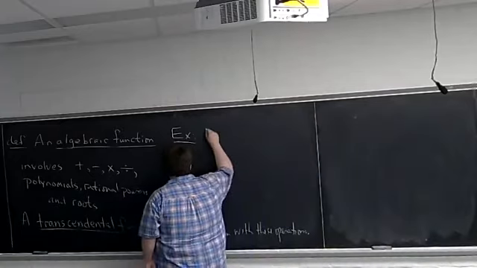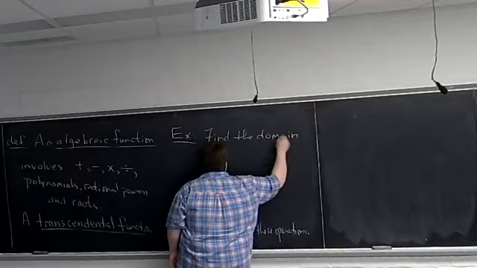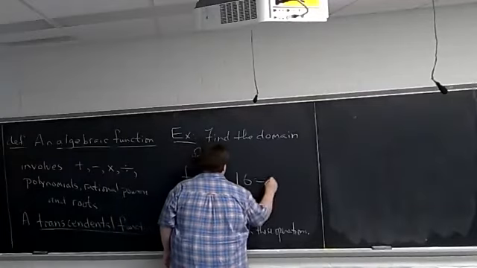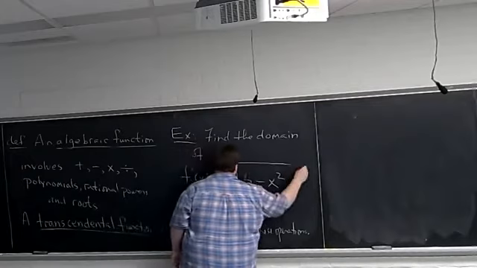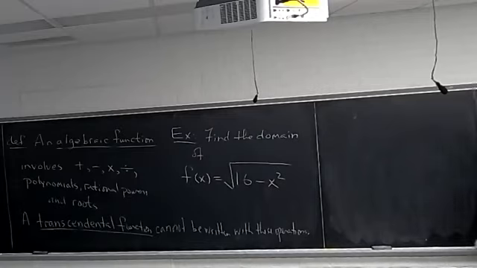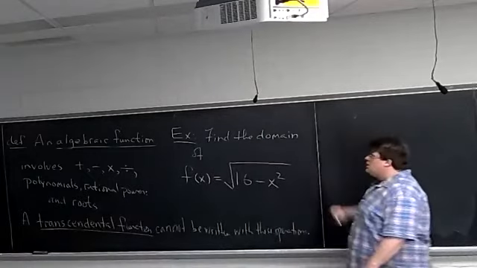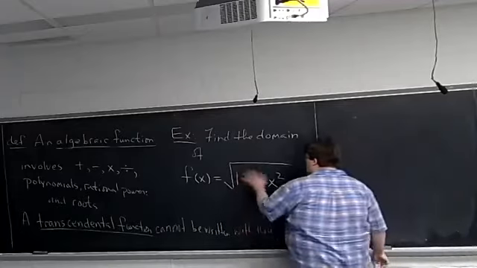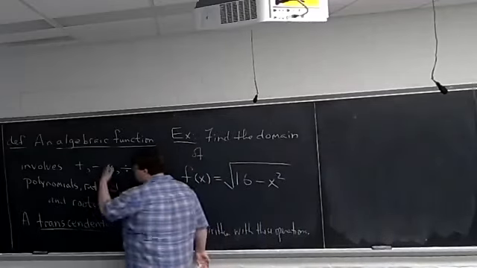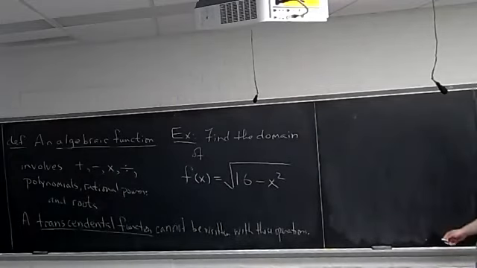So this function here, f of x equals the square root of 16 minus x squared. That is an algebraic function. Rational powers, roots, either one you want to think of here, x to the 1/2, but it also has a polynomial inside. So this function involves polynomials, roots, and some of the operations, which makes it an algebraic function.